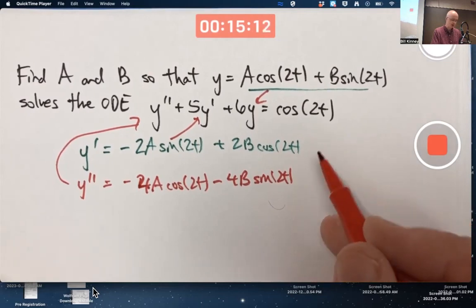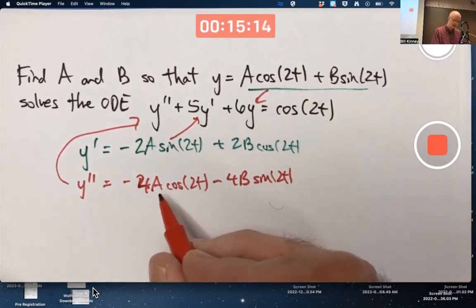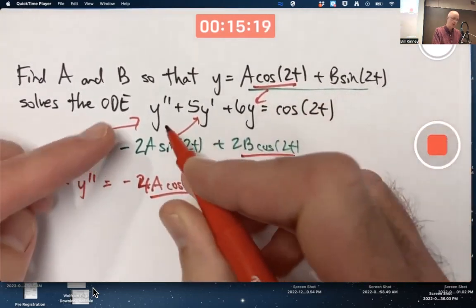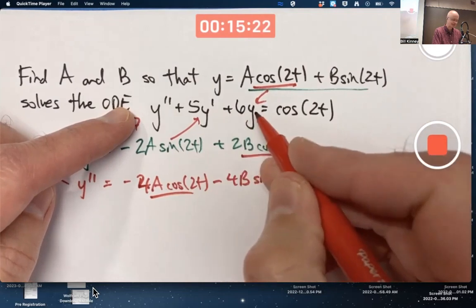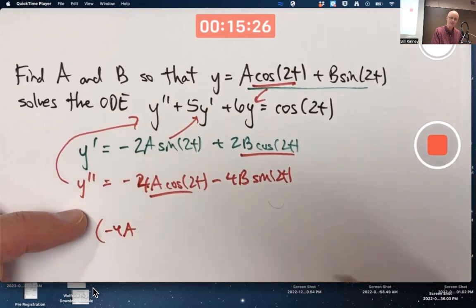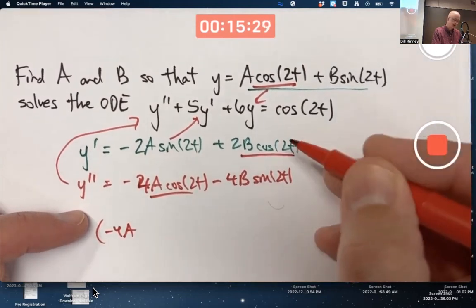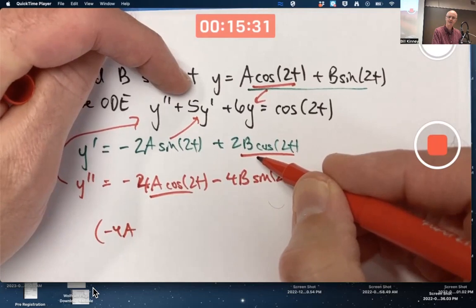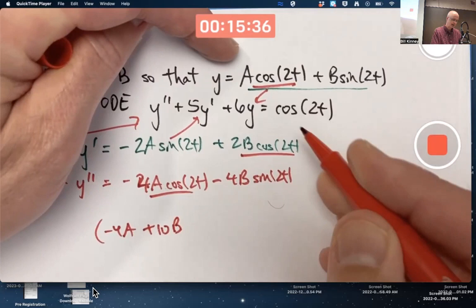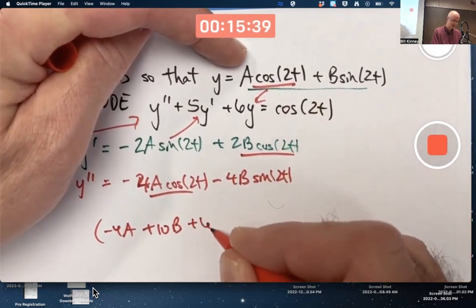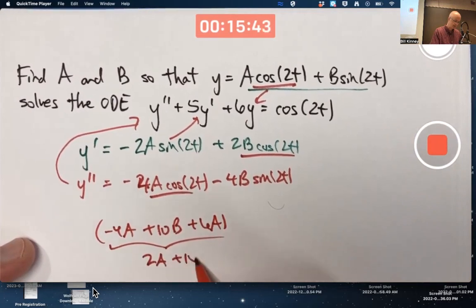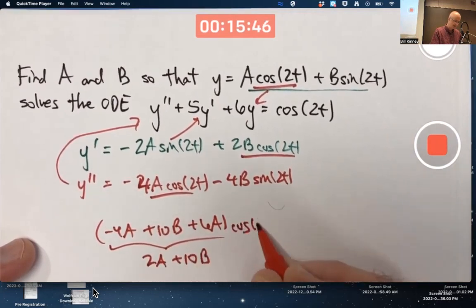What are the terms that involve cos 2t? It would be this one, and this one, multiplied by appropriate constants, 1, 5, and 6. This one gets multiplied by 1, so you get a negative 4a times 1 is negative 4a. This one gets multiplied by 5, so you get 5 times 2b is 10b. And this one gets multiplied by 6, so you get a plus 6a. That also simplifies to 2a plus 10b. That gets multiplied by cos 2t.